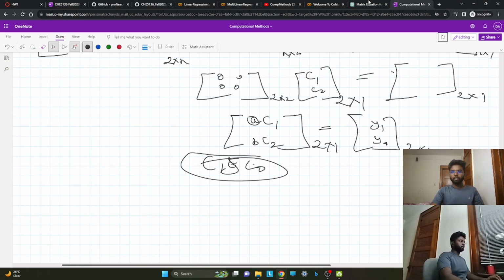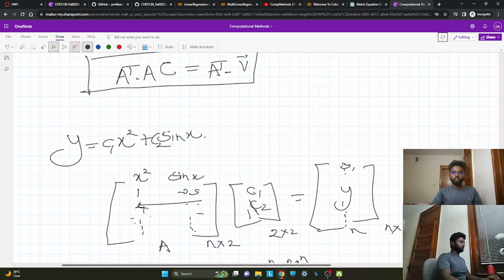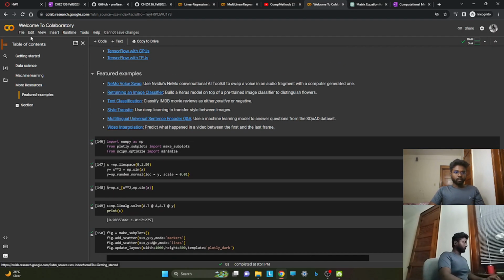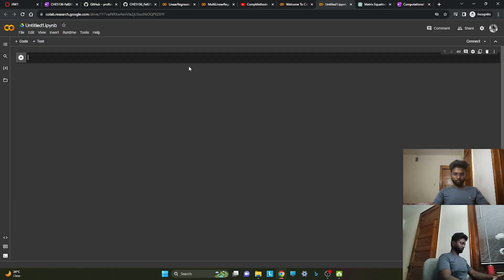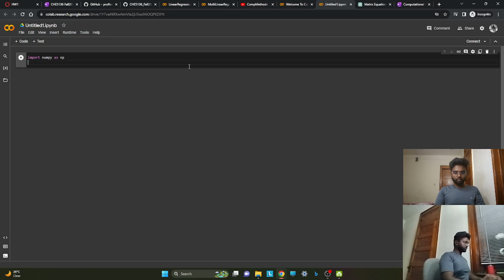We'll go to Collaboratory. Here, what is our equation? It is c1 x square plus c2 sin x. Okay, let's make a new notebook. Before beginning we need the numpy module, so we'll import numpy as np. Then we need plotly to plot the graphs, so from plotly dot subplots we will import make_subplots. Okay, shift enter.